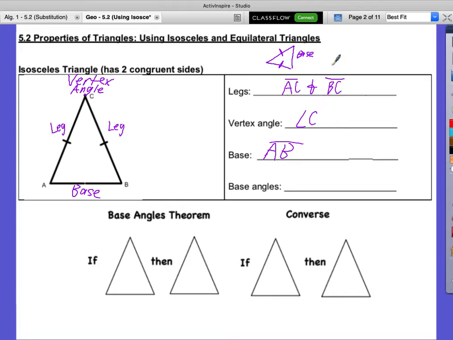And then we have base angles. Well, what do you think our two base angles are going to be? A and B, we haven't talked about them yet, so that's probably a pretty good guess. And why do we think we call angle A and B the base angles? They're on the base. They're the two angles that are touching the base. Angle A and angle B are the two angles that touch the base.